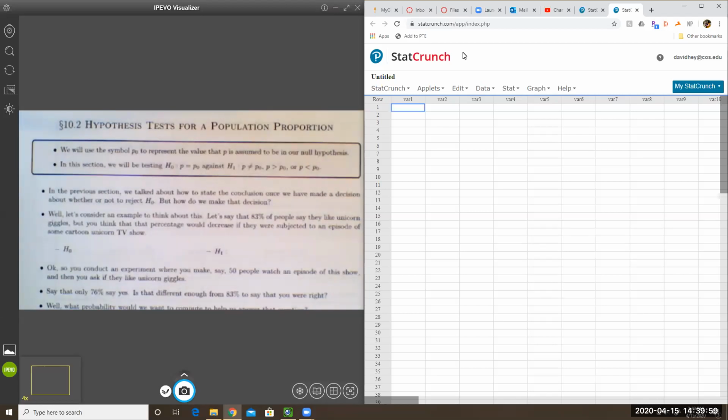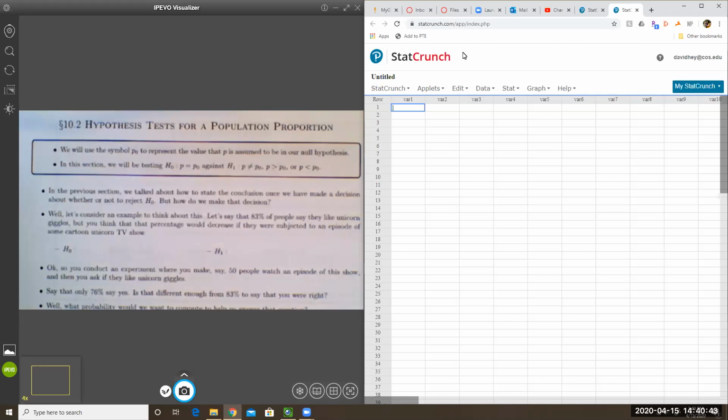Moving on to 10.2. In 10.1, we briefly introduced the idea of hypothesis testing and some of the language that we use when we're doing hypothesis testing. Now in 10.2, we're going to talk about hypothesis tests specifically for proportions. In 10.3, we'll talk about tests for means, and in 10.4, we'll talk about tests for standard deviations. But for now, we're going to focus on proportions.